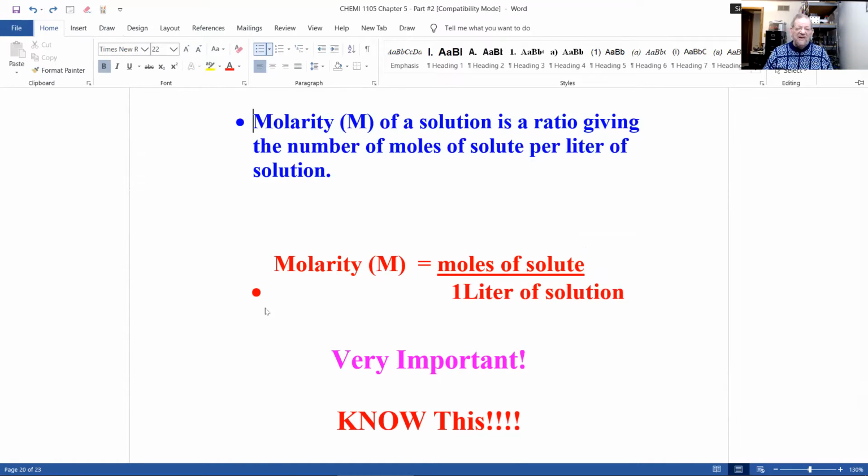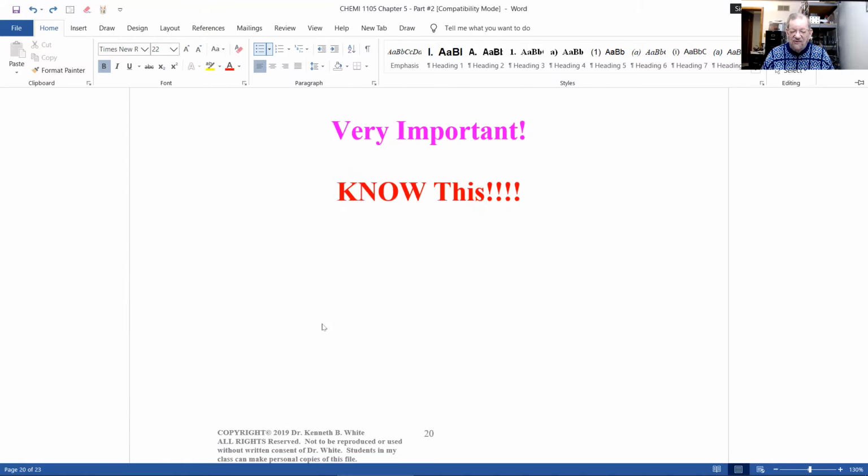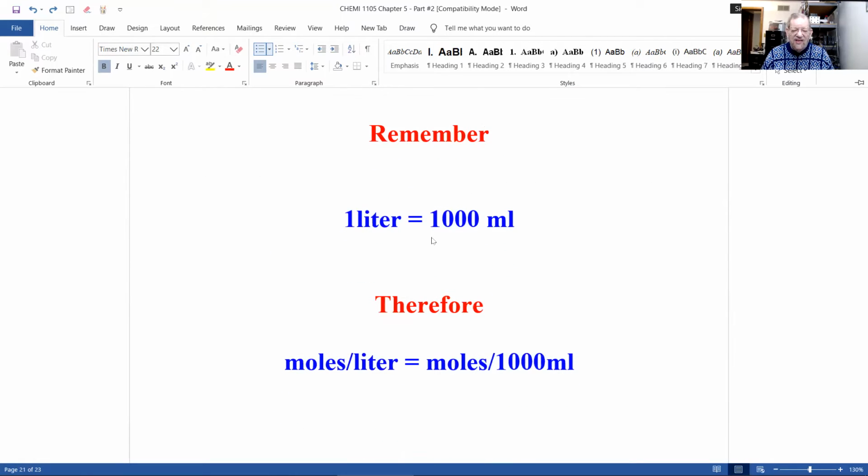Anyways, you should know molarity is moles of solute per 1 liter of solution. You see, I even put it on the slide. Very important. Know this. Now, in the lab and in the real world, we deal with smaller amounts, and that's milliliters. Remember, 1 liter equals 1,000 milliliters.